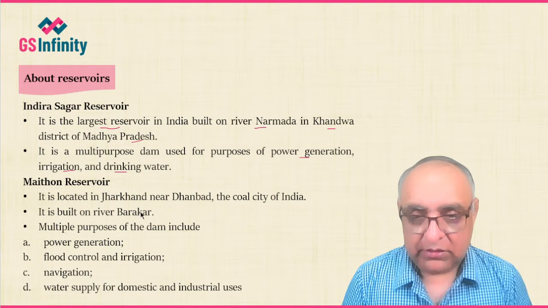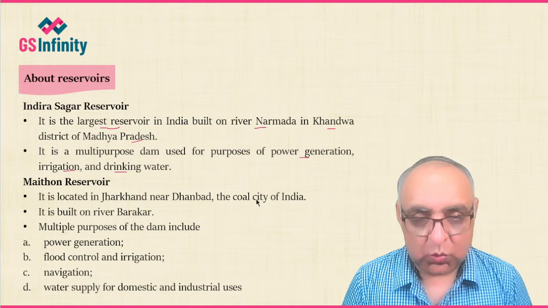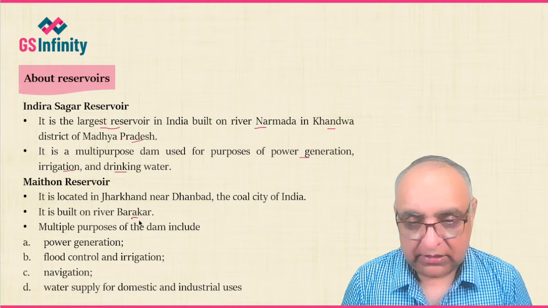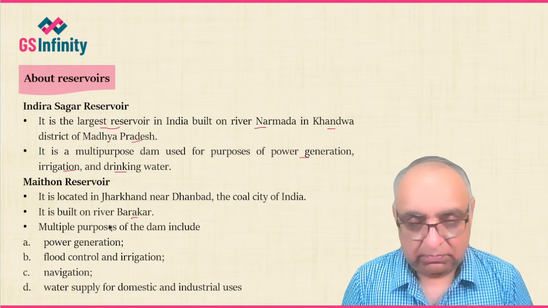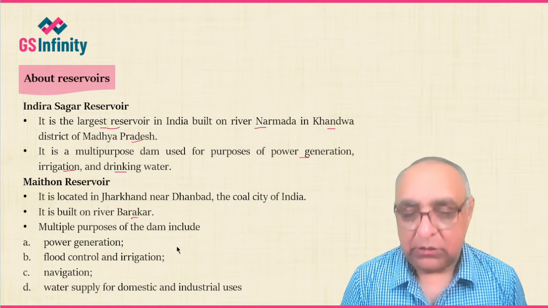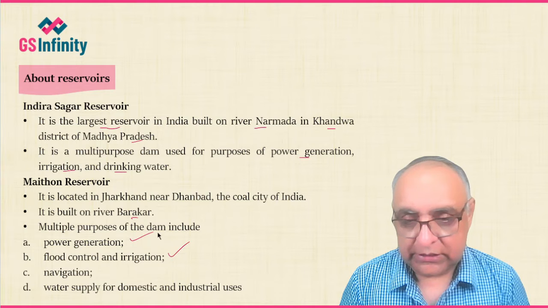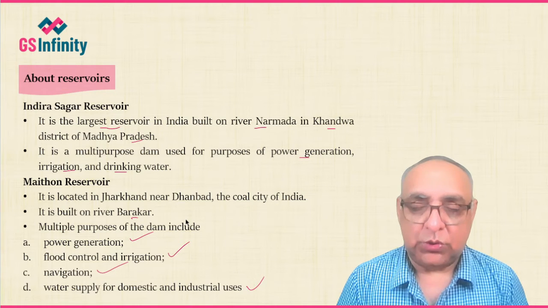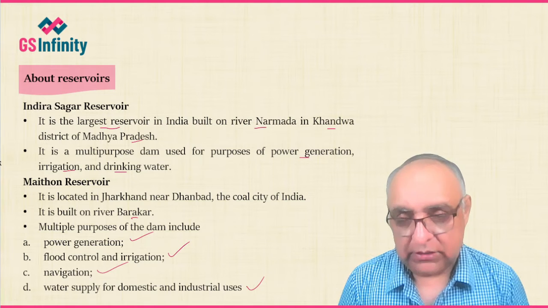Maithon Reservoir is located in Jharkhand near Dhanbad, the coal city of India. It's built on river Barakar, as I have already told you. The multi-purposes of the dam include power generation, flood control and irrigation, navigation, and water supply for domestic and industrial use. So these are the various multi-purposes of Maithon Reservoir.